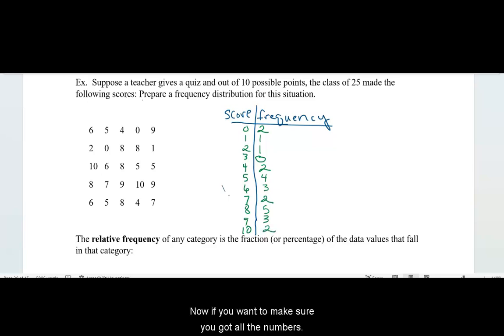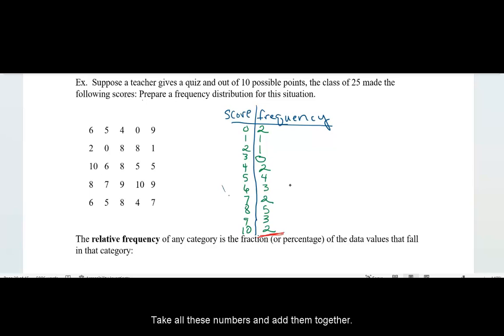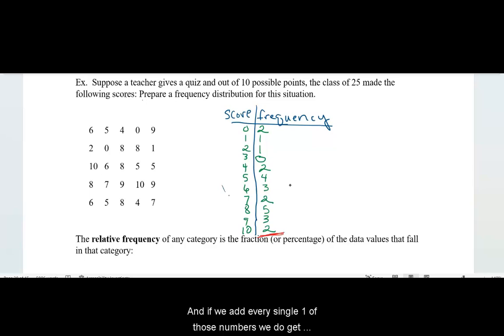Now, if you want to make sure you got all the numbers, add up all of these. Take all these numbers and add them together. And if we add every single one of those numbers, we do get 25. And there were 25. I'm looking up here, class of 25. So we're good there. I got all of the numbers in there.